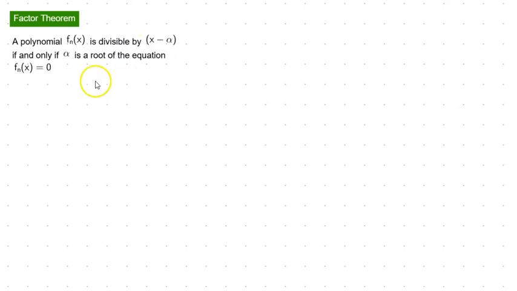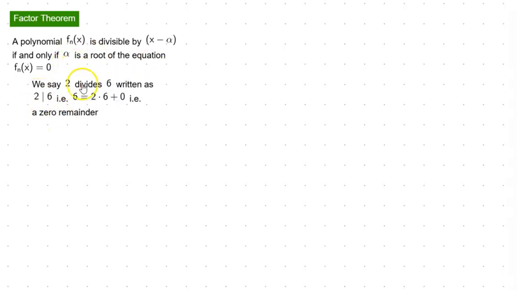Let us look at the factor theorem. It says a polynomial fn of x is divisible by x minus alpha if and only if alpha is a root of the equation fn of x equal to 0. So alpha can't be anything, any number. It has to be the root.